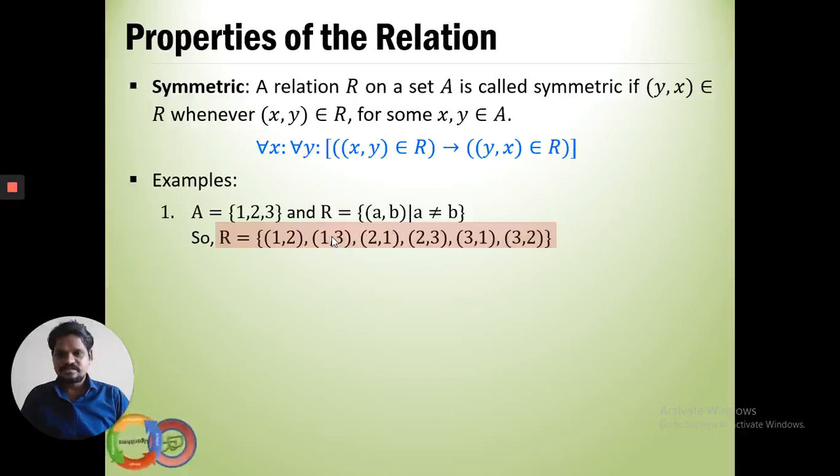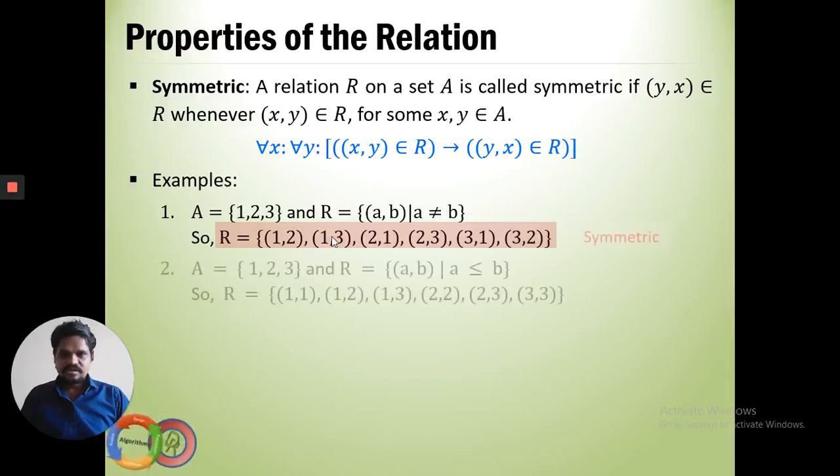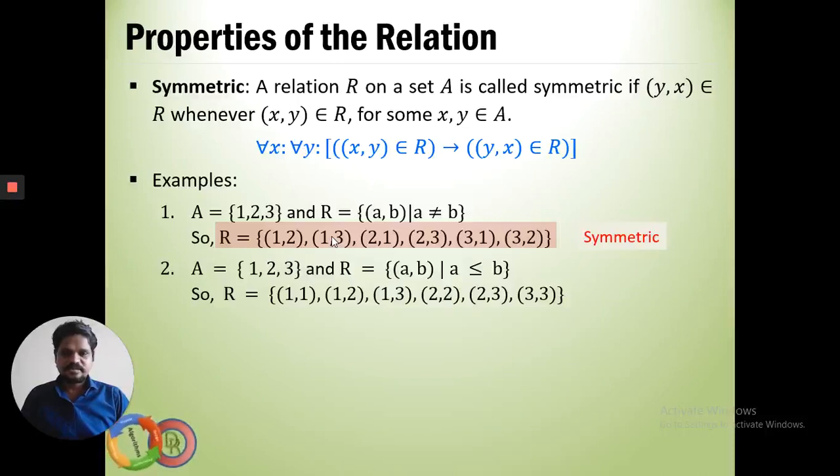Here, with not equal, one is not related to itself, two is not, three is not. Otherwise, all possible cross combinations of A cross A are there. So this reflects a symmetric relation. If A is related to B, then B is related to A. If it is not satisfied, then it will be an asymmetric relation.